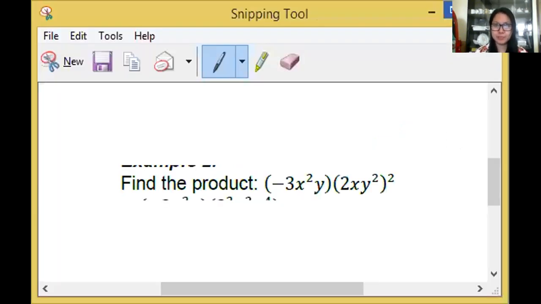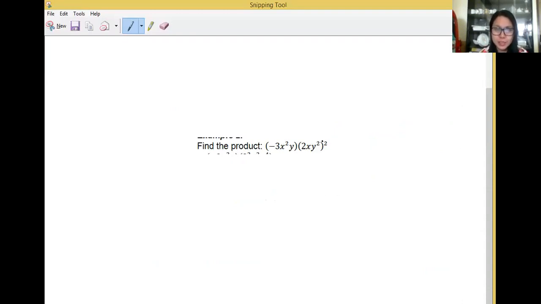Now here, let us work on each of the monomial. How will you do this?